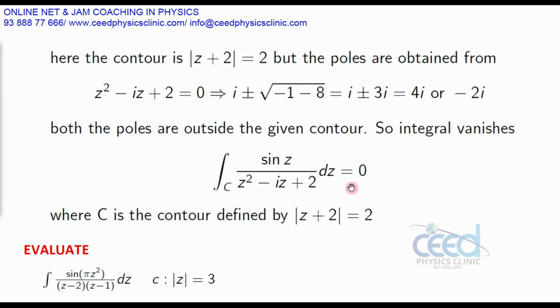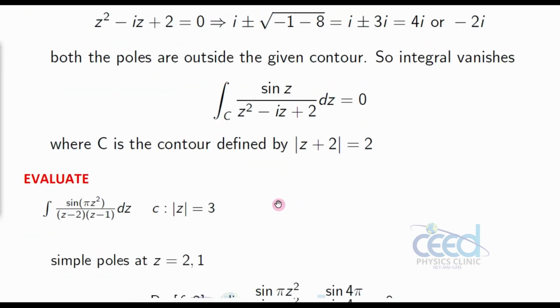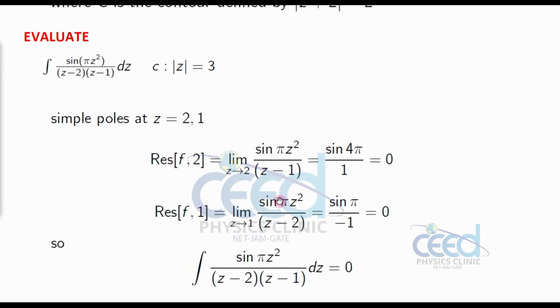Okay, so its integral value is 0. Now another question is, evaluate the integral of sin(pi z square) divided by (z minus 1)(z minus 2) dz, and the contour is defined with the center at the origin and radius 3.